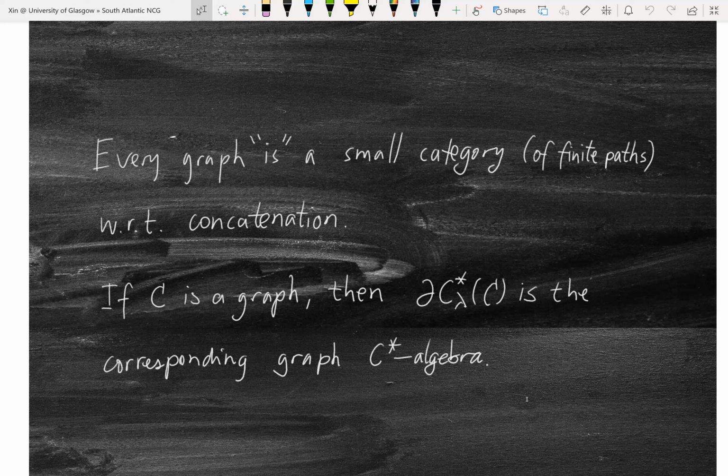And so if you take a graph, go to its small category of finite paths, and then perform the construction I told you about, if you just take the left regular C-star algebra, you get again the Toeplitz version of graph algebras. And then if you form this distinguished quotient, the boundary quotient, you will get the usual notion of graph C-star algebras.